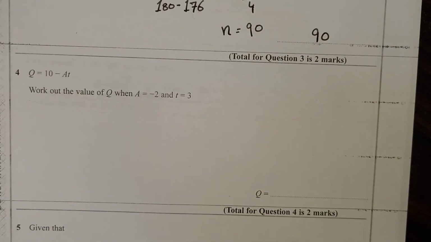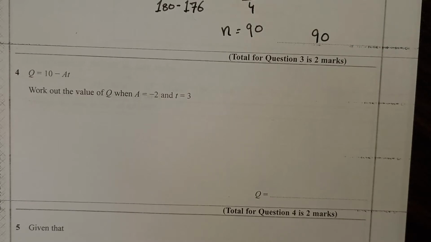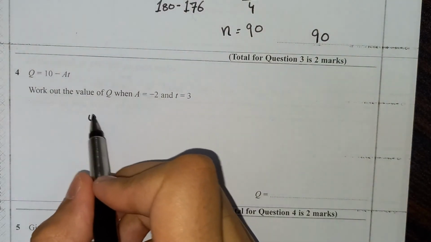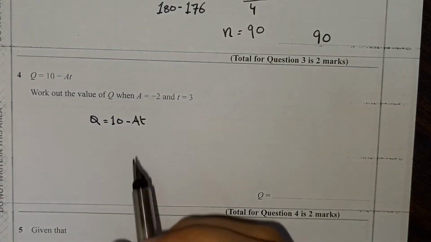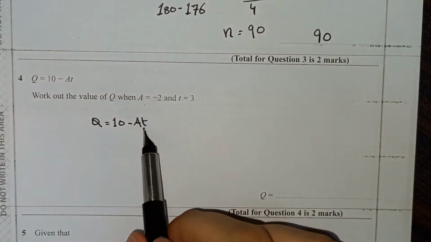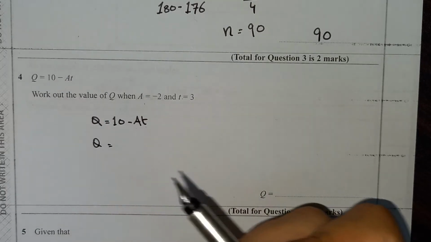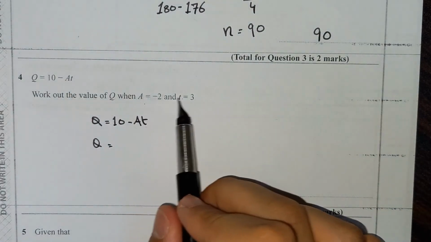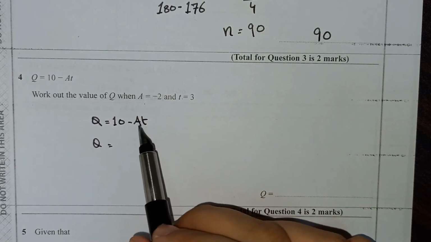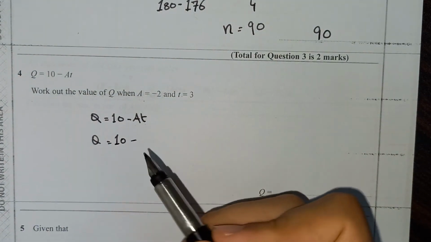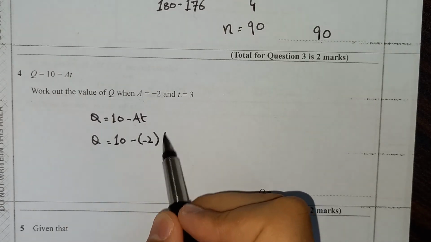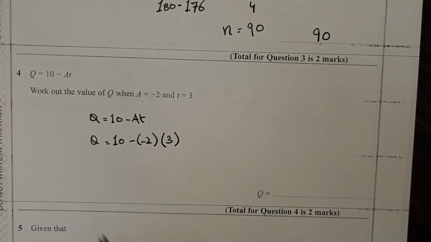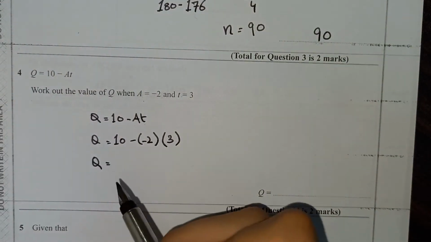Work out the value of q when a is equal to -2 and t is equal to 3. Now we are given the equation q is equal to 10 minus a t, and luckily we are given a and t as well. So all we need to do is substitute the values of a and t into the unknowns in this equation. Minus always remains outside. Then in the brackets you will always write the numbers which you have to substitute, and then you will get the answer.